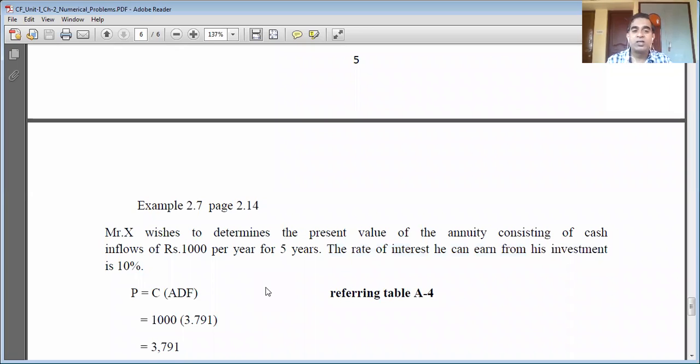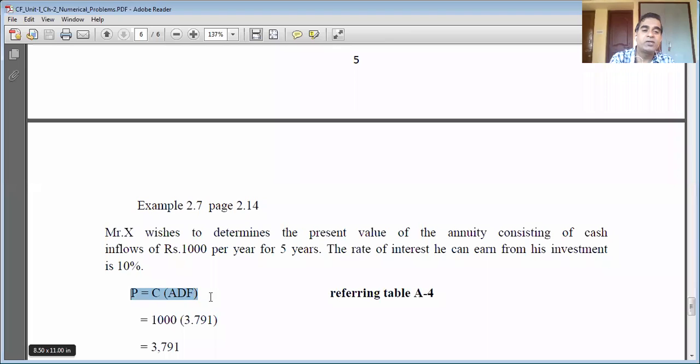So the photocopier machine example which I gave is exactly like that. Say for example, Mr. X wants to invest in a small business, and he is going to receive 1000 rupees per year for 5 years. So a stream of equal annual cash flows is an annuity. So what is the present value of this annuity? We are going to find out.